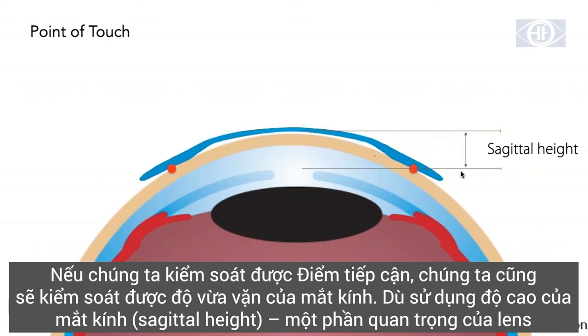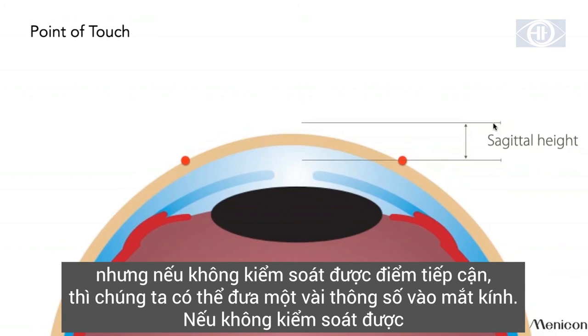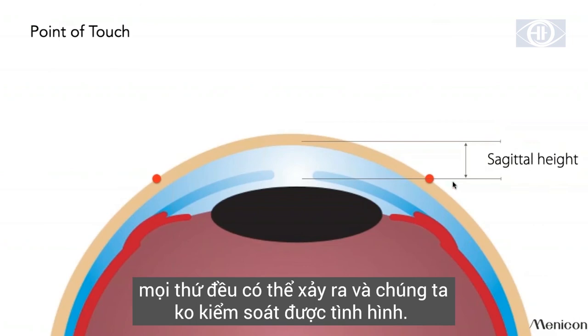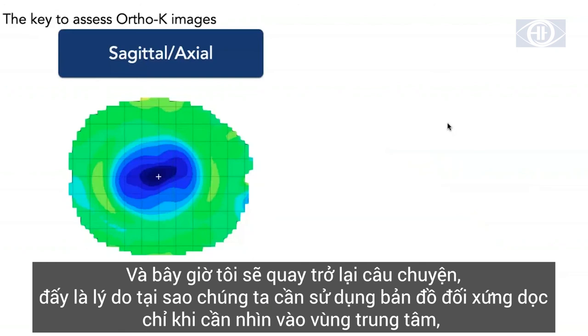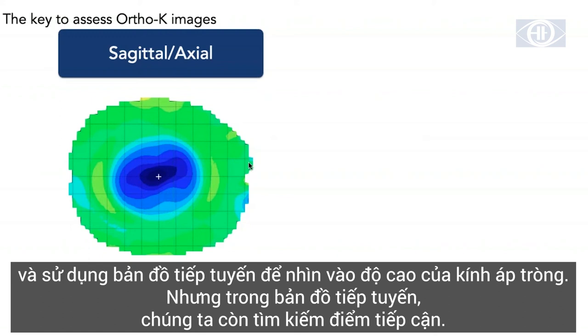Only using the sagittal height is important for the lens, but if we don't control the point of touch, we can put several parameters in the lens, but everything can happen. We do not fully control the situation. And now I go back to the story. That's why we look in the sagittal map only at the center area, where we are looking for the height. But in the tangential map, we are looking for the point of touch.